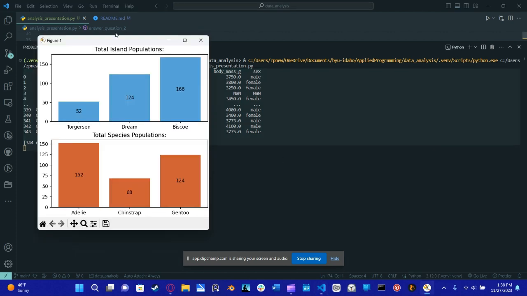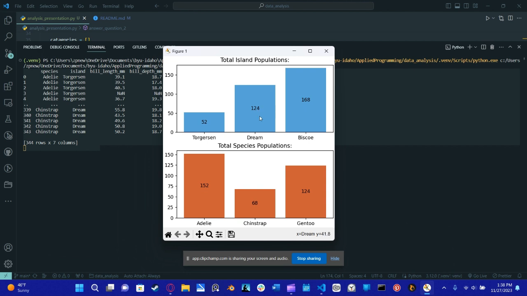The first graph here is one of the total island populations and the total species populations. These are all the islands and species represented in the data set: Torgersen Island, Dream Island, and Biscoe Island. Then the species are Adelie, Chinstrap, and Gentoo penguins.